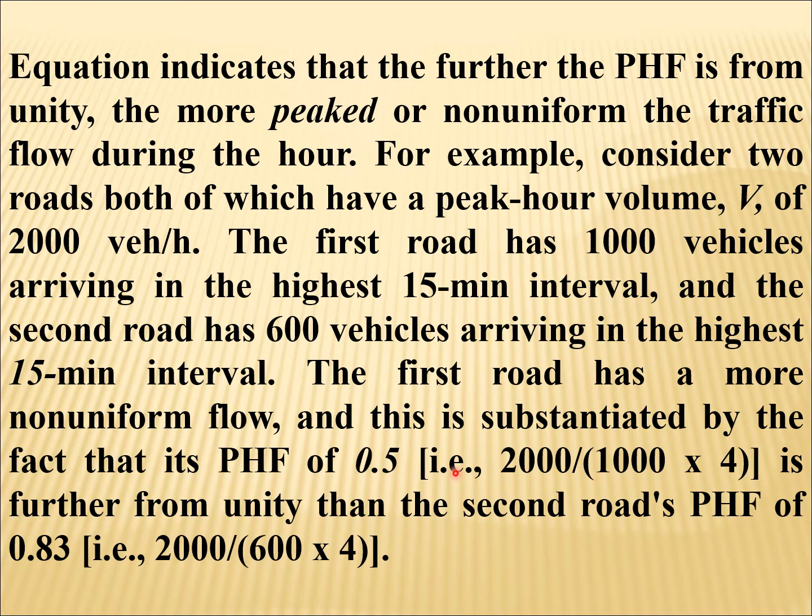So 0.5 is further from unity than the second road's PHF of 0.83, because in the second road we have 2000 divided by 600 times 4, and that is 0.83. So this 0.5 is further from unity, and that's why here you have more non-uniform flow.